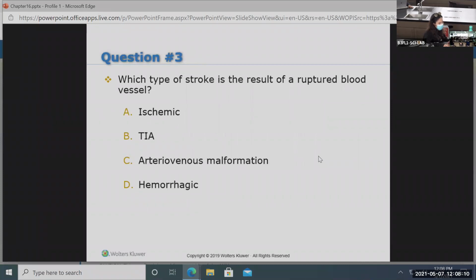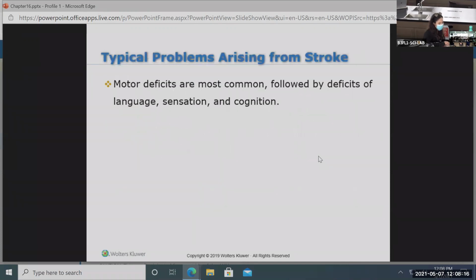Which type of stroke is the result of rupture of blood vessels? Hemorrhage. Typical problems arising from stroke, please highlight. Number one, motor deficit is the most common. When somebody has a stroke, motor deficit is the most common, followed by deficit in language, followed by sensation, followed by cognition. So first of all, my motor functions are impaired, followed by speech, sensation, cognition, and so forth.